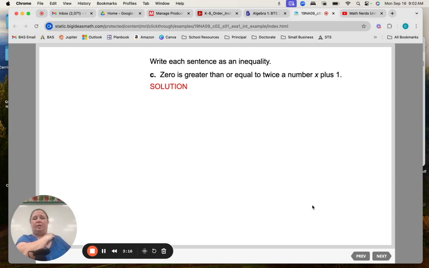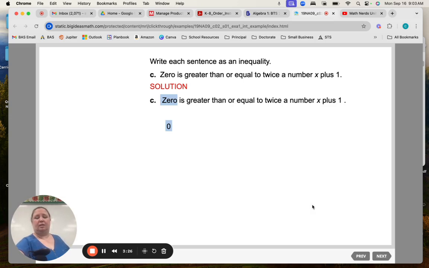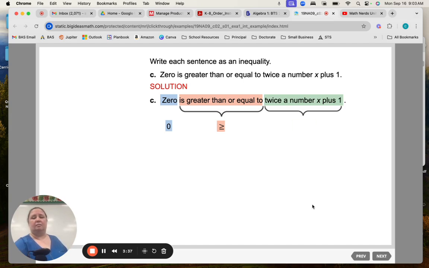All right, for C. 0 is greater than or equal to twice a number x plus 1. So you're going to start with 0. And then what's the sign? Greater than or equal to. So it's got the line under it. And then what's my formula at the end? 2x plus 1. Very good. So the inequality is written 0 is greater than or equal to 2x plus 1. Could you solve that for x? Yes, you can. I'm assuming that will be the next thing we learn.